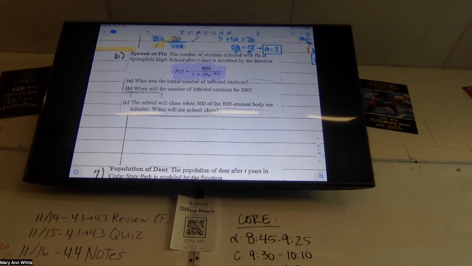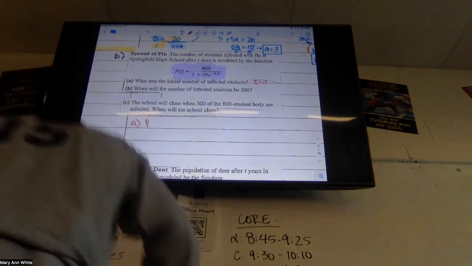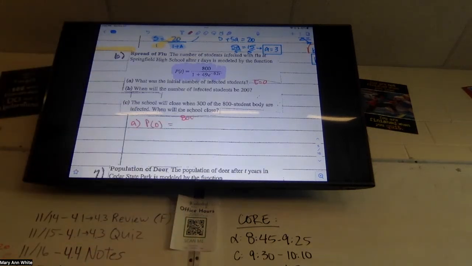Plug in 0. On day 0, what did we start with? So we're going to say t equals 0. We're going to plug 0 in for my t. So I can think of this as p of 0 equals 800 over 1 plus 49 e to the negative 0.2 times 0. Now, negative 0.2 times 0 is just 0, and anything raised to the 0 power is just 1. So now that e raised to the exponent canceled, so I get 800 over 1 plus 49, which is going to be 50.